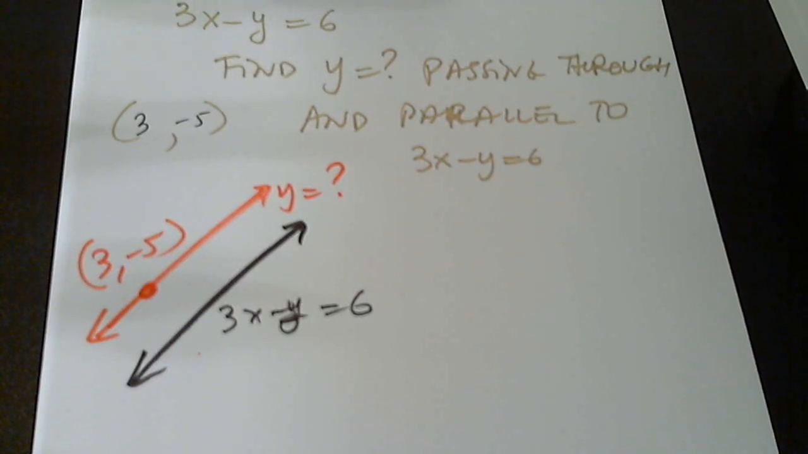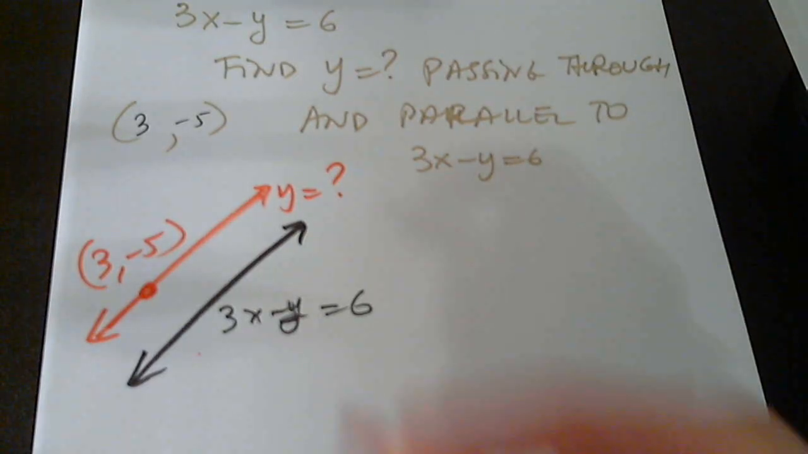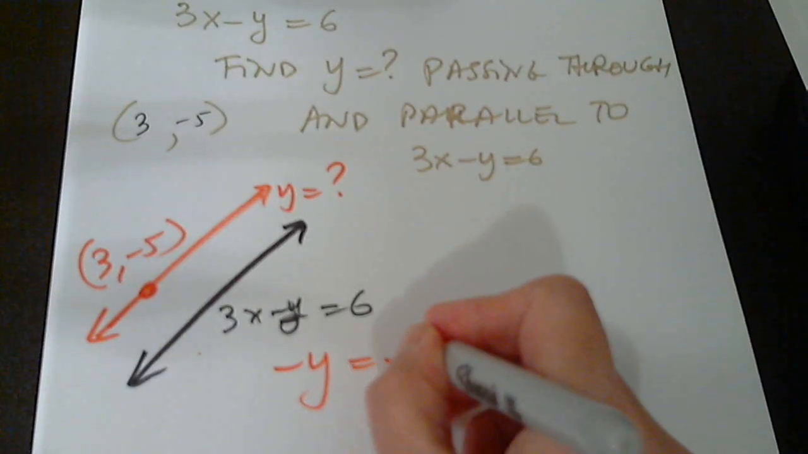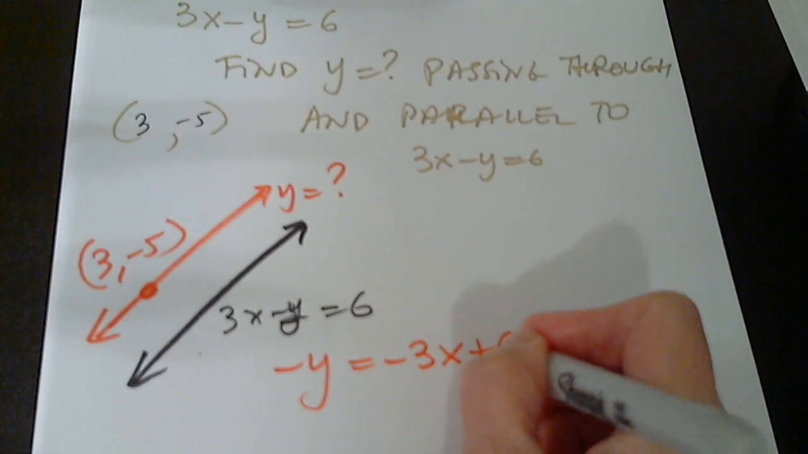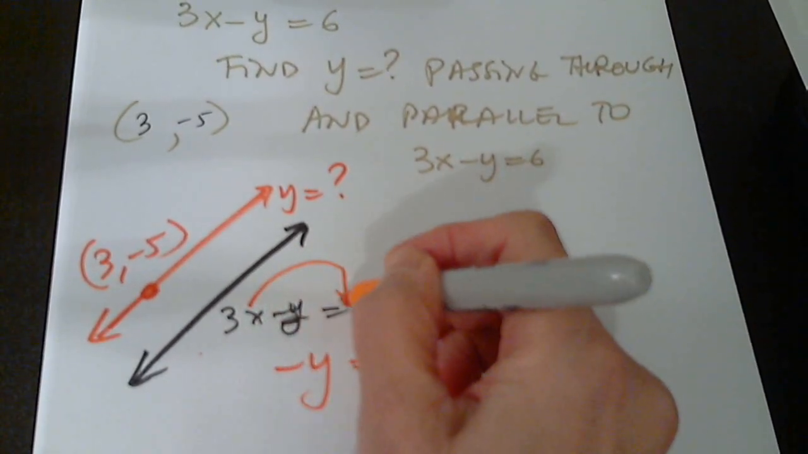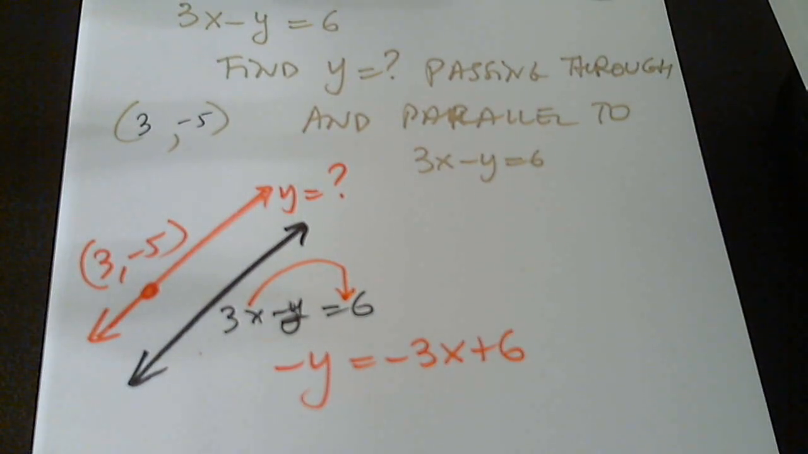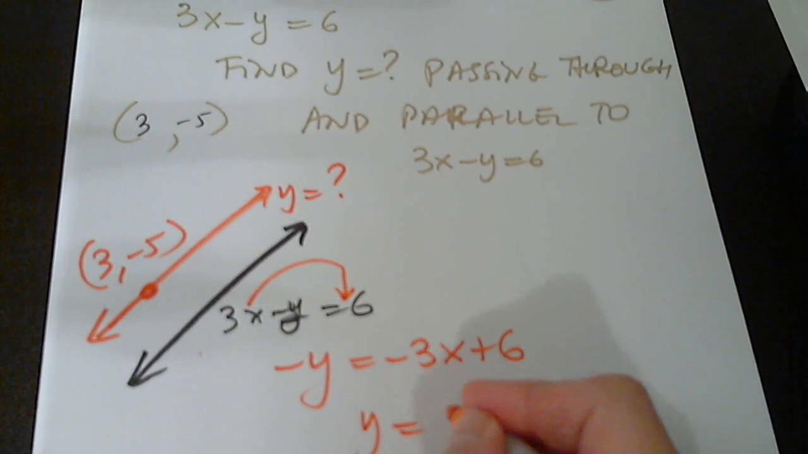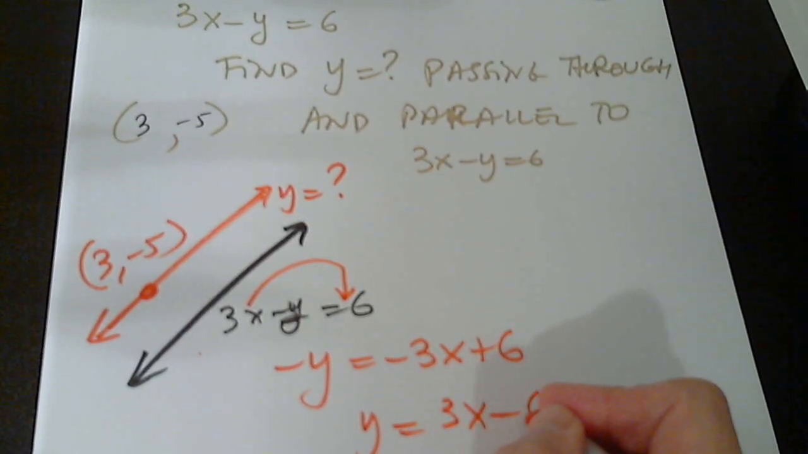How do I proceed? What do I need to do? You'll have to get y by itself. Very good. Negative y equals negative 3x plus 6. I move this here because I need the correct order, descending order. And then I will either divide or multiply by -1. So y equals 3x minus 6.